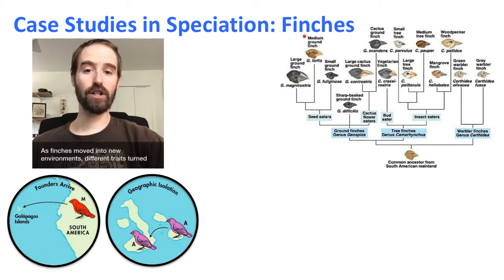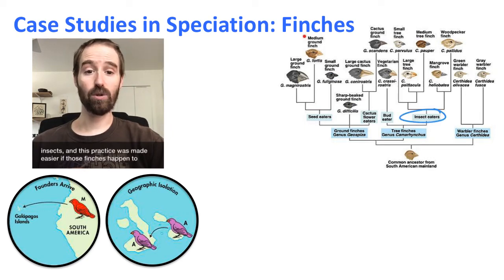As finches moved into new environments, different traits turned out to be useful on different islands. Some islands favored large beaks that helped to crack open the larger seeds that were available, while other islands favored smaller beaks that were better at picking up the smaller seeds that were available. Still other finches were able to get by eating insects, and this practice was made easier if those finches happened to have a slightly different beak configuration.